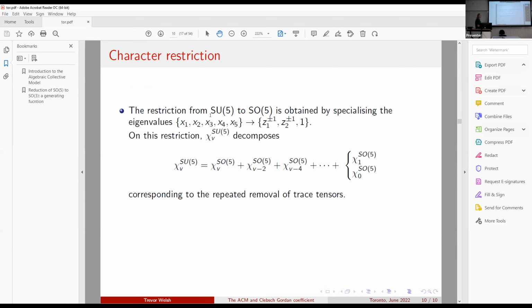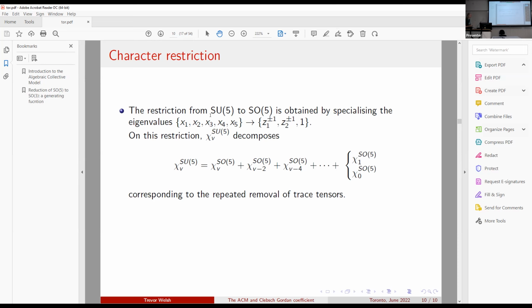Now, when we restrict from SU5 to SO5, we need to specify the two independent eigenvalues of SO5, and these will be Z1 and Z2. Then the 5 eigenvalues of SO5 are Z1, Z1 inverse, Z2, Z2 inverse, and 1. So these eigenvalues are then restricted to this case. Well, it's well known that a representation of SU5 decomposes in this way, just by taking out trace terms.